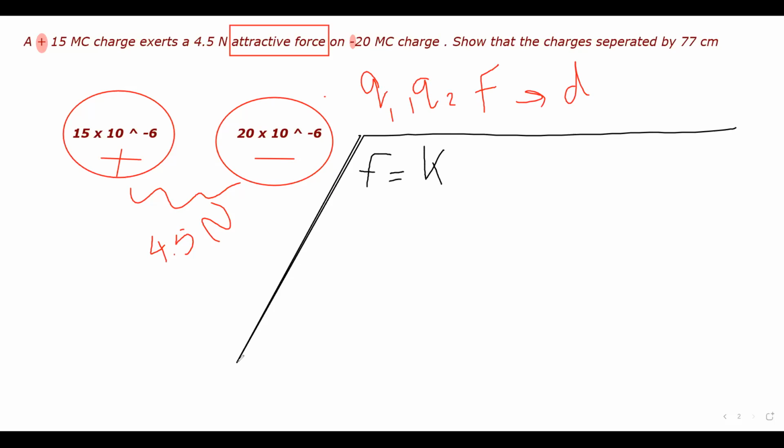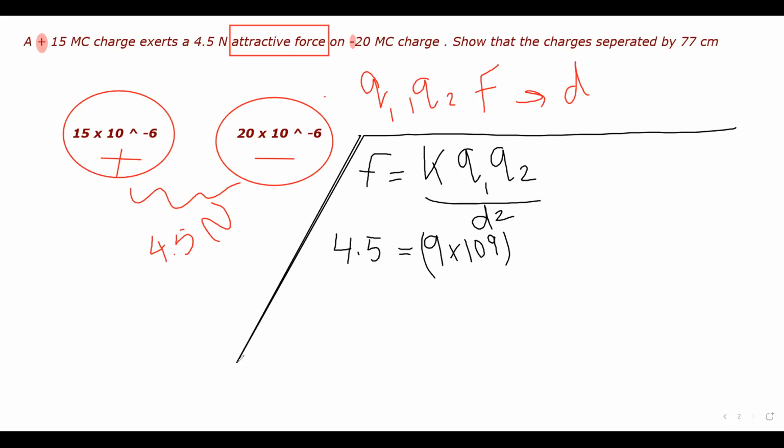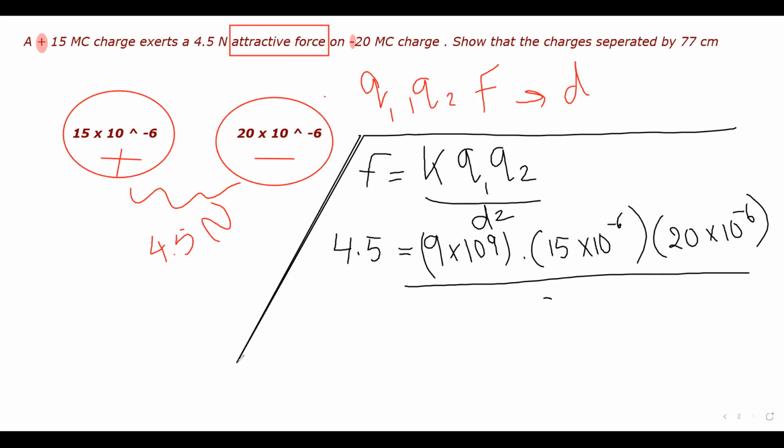F equals K Q1 Q2 over D squared. Now F is given, it's 4.5, equal to K. What is the magnitude of K? It is 9 times 10 to the power 9. Yes, 9 times 10 to the power 9 times Q1. What is Q1? It's 15 times 10 to the power -6. Q2 is 20 times 10 to the power negative 6. As I told you, don't substitute or evaluate the positive and negative signs. Now over D squared. D is unknown.